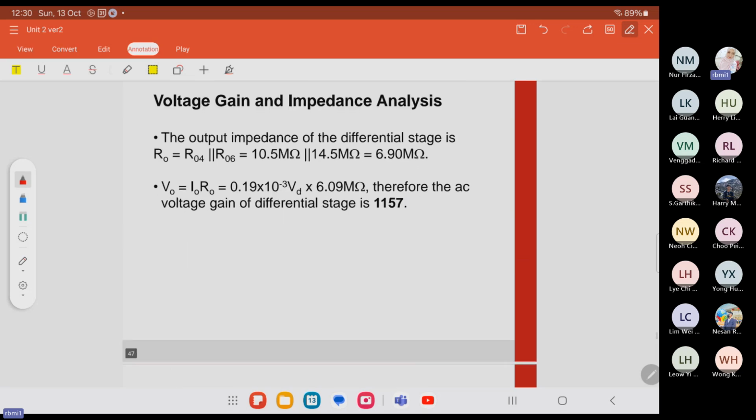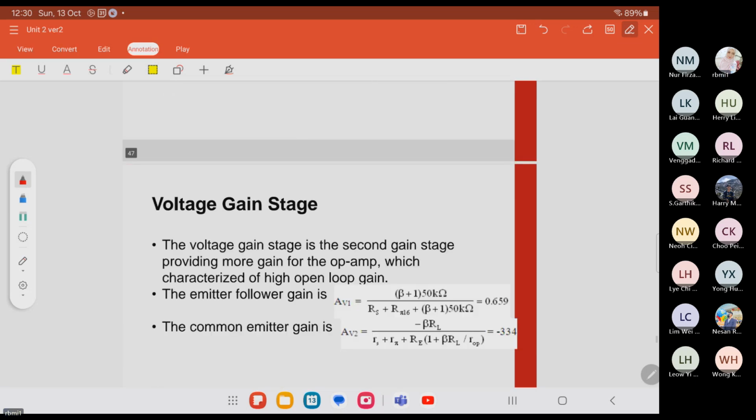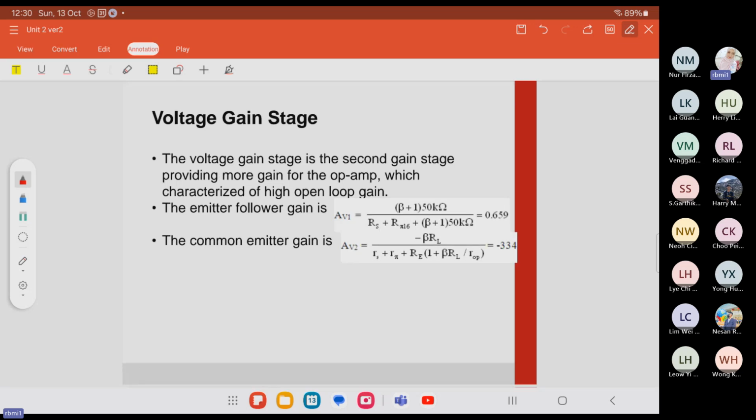And this is for the voltage gain and impedance analysis. It is actually a fixed value for the R out, output impedance, and the V out. And this one is the voltage gain for the emitter follower. We have two stages, AB1 and AB2. This is a small value and this is a huge value, but in different polarity with a phase shift difference.